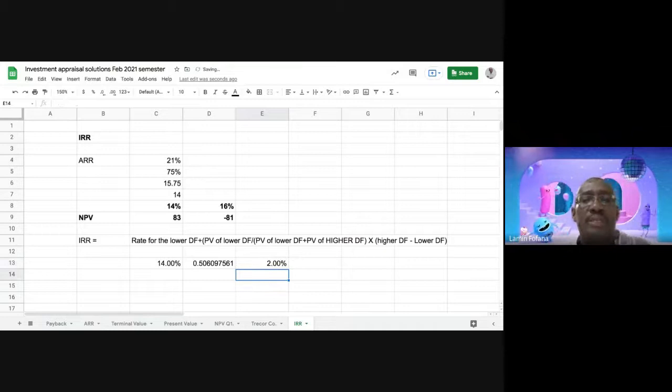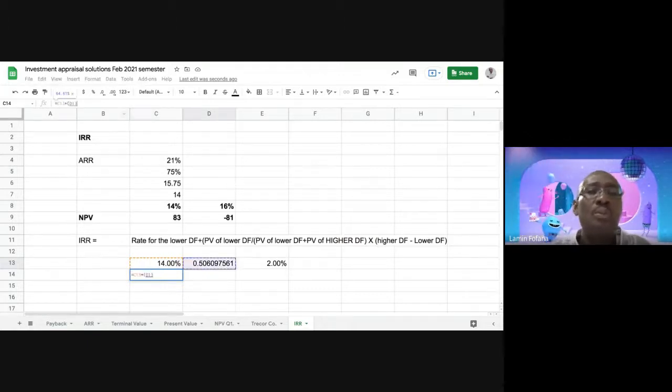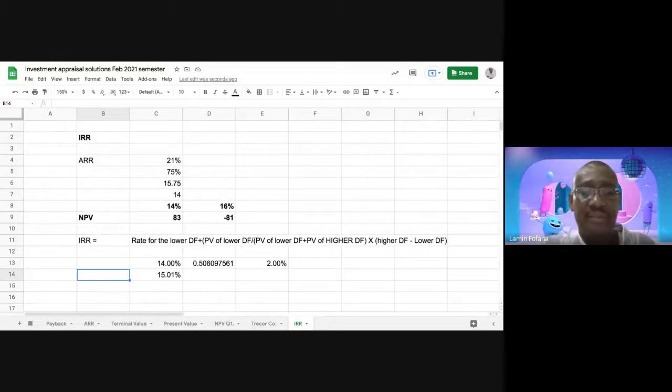Okay, so that's 2%. Right. So is this plus this multiplied by that? Okay, so we can do our formula here. We say equals this plus, bracket opens, this multiplied by that, bracket closes, empty. Okay? So we have our IRR as 15%.